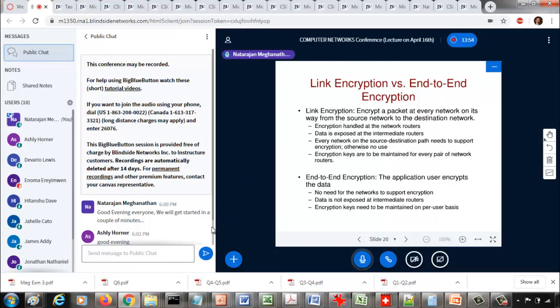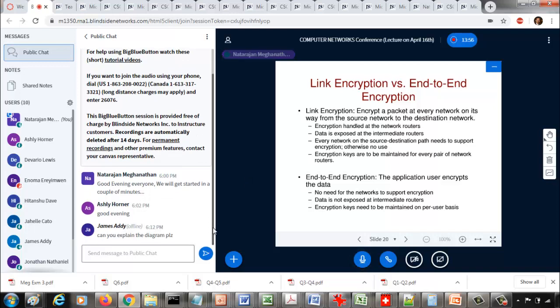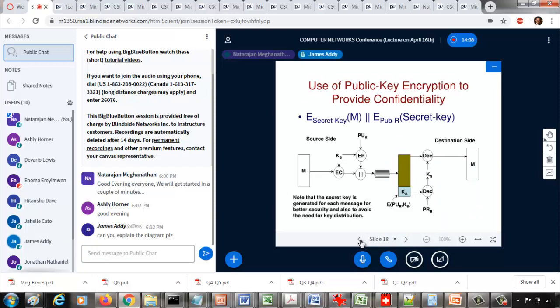Any questions so far? Which diagram are you talking about? Well, I guess it was really each of them. It's really just learning about what these symbols mean.